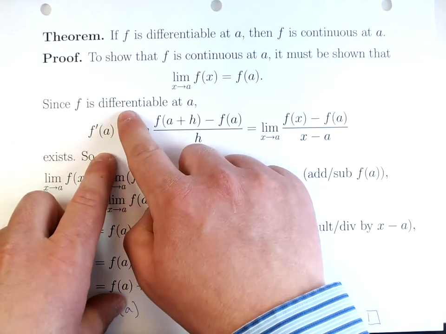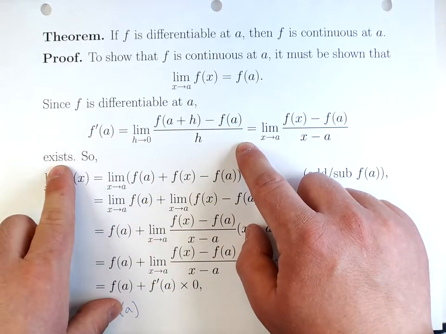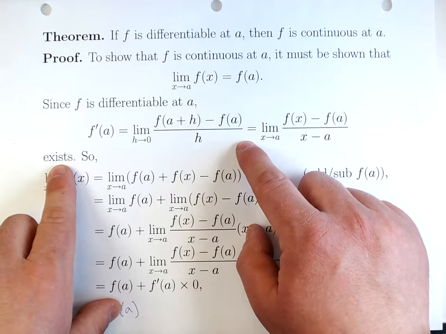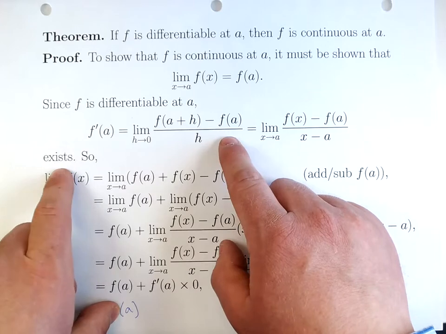To be differentiable, all it means is that that derivative exists. That's all I know. I have no idea what it is. I have no idea what the function is. All I know is that derivative, that limit, exists.